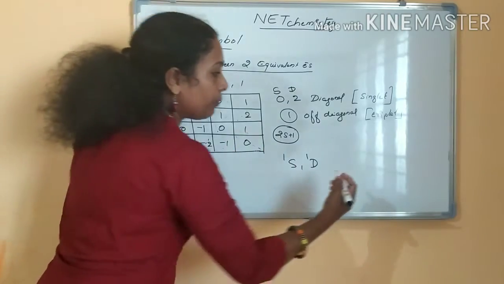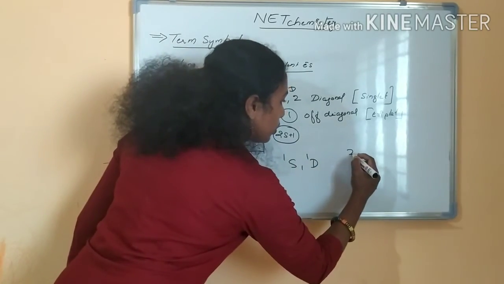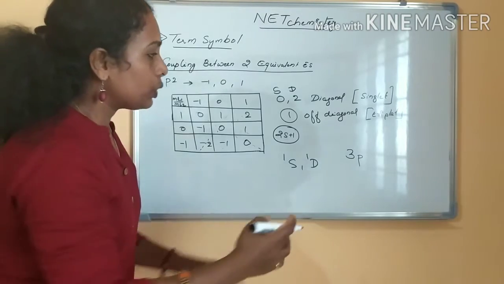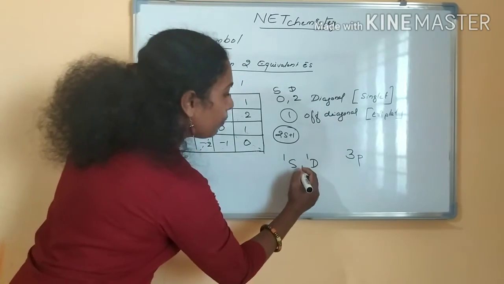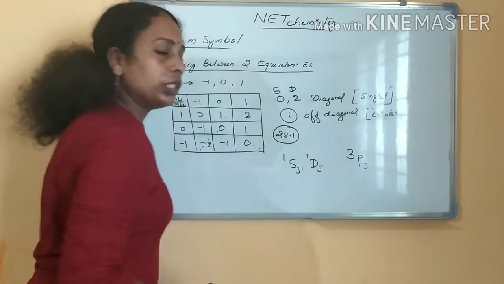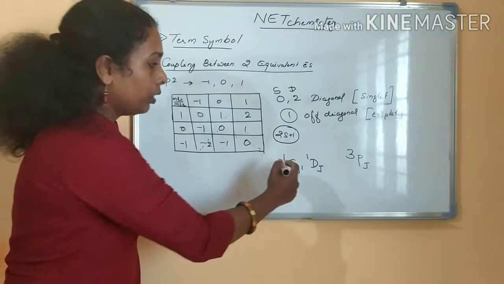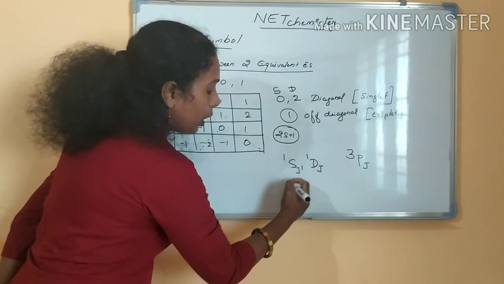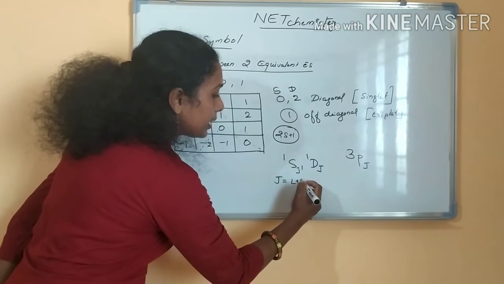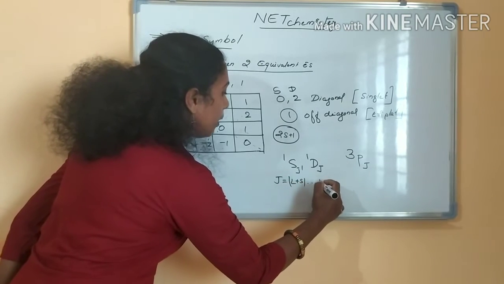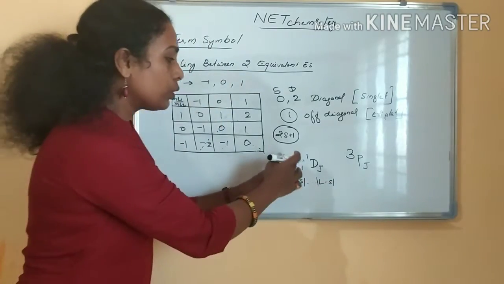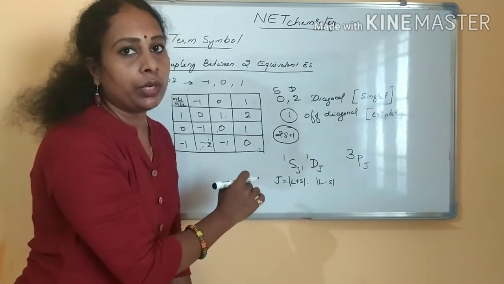What does 1 represent? 1 represents P, right? So I am writing a triplet. Off diagonal element should be considered as triplet. So I have written 3. So one more value we have to find out, right? What is that value? J value, you know. J value we have to find out. As we discussed in the last video, it is L plus S to L minus S, right? L plus S to L minus S. So one by one we will calculate, okay?